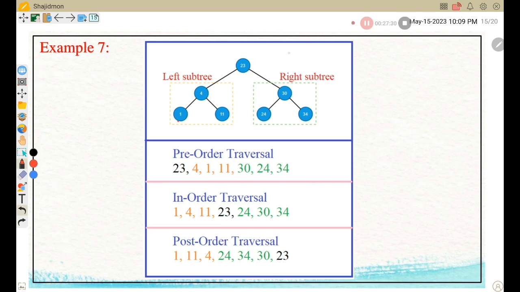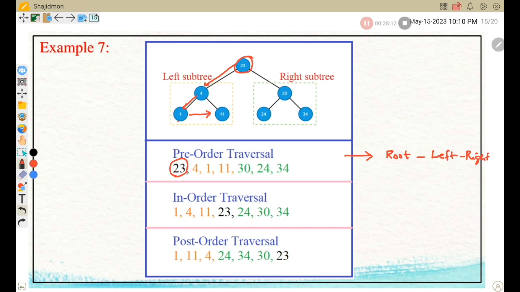First pre-order. Pre-order means which is the order? Pre-order means first we need to visit the root vertex. After that the left subtree. After that the right subtree, correct? This order. So first the root vertex. What is the root vertex here? 23, correct? So we are visiting 23 first. Then the left subtree we are visiting in pre-order, correct? So how are we visiting in pre-order? First we go to the main parent, that is 4. Then its left. Then its right one, correct? That means here, 23, 4, 1 and 11.